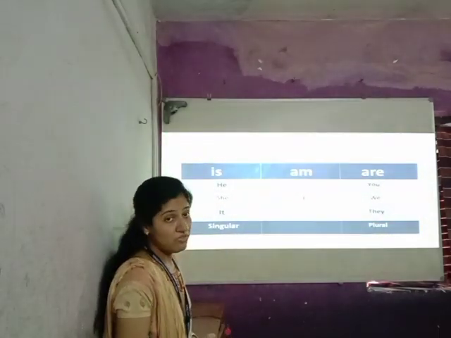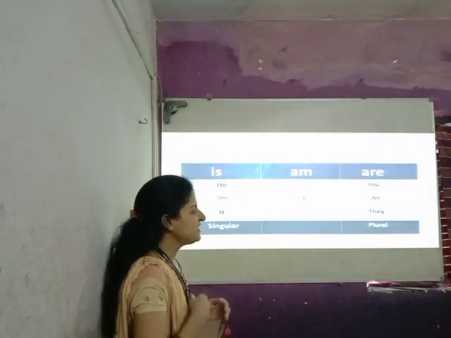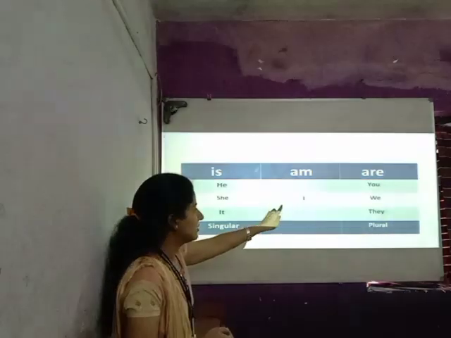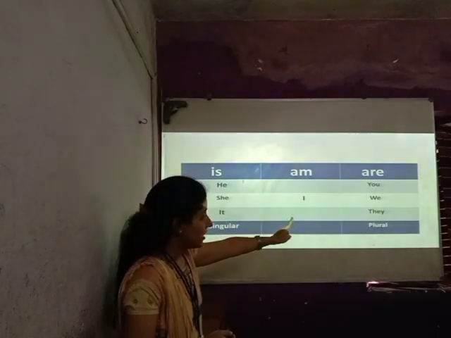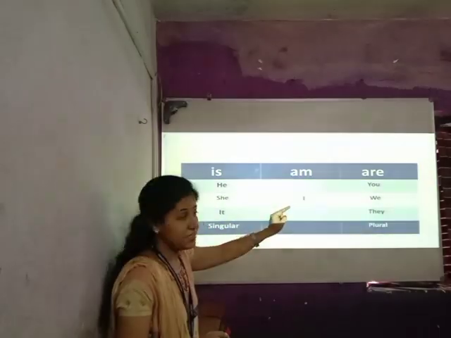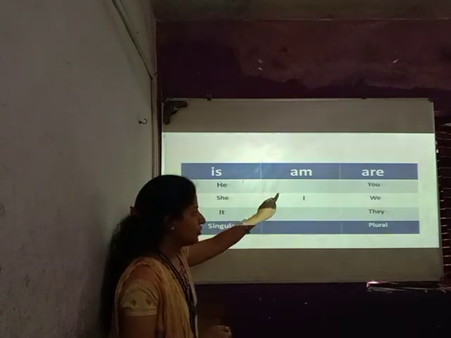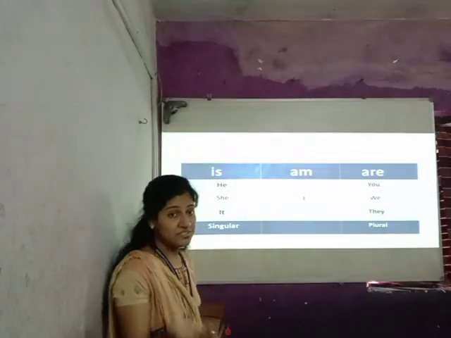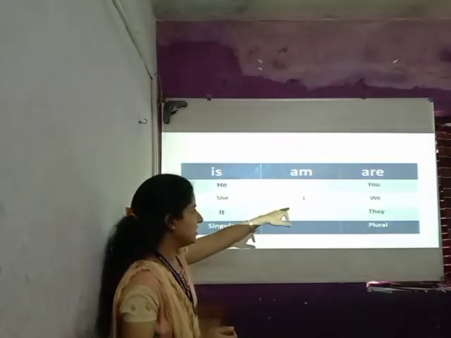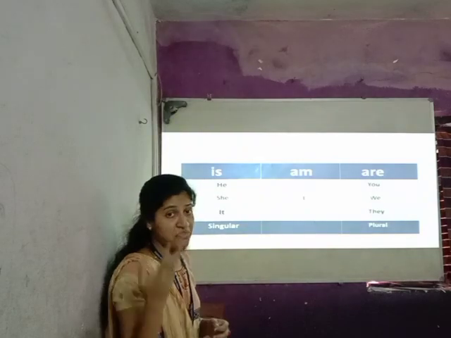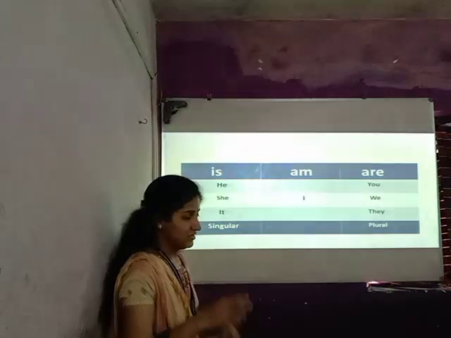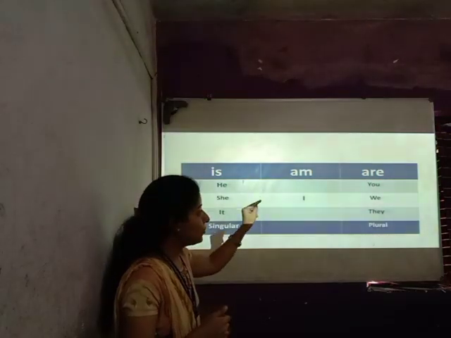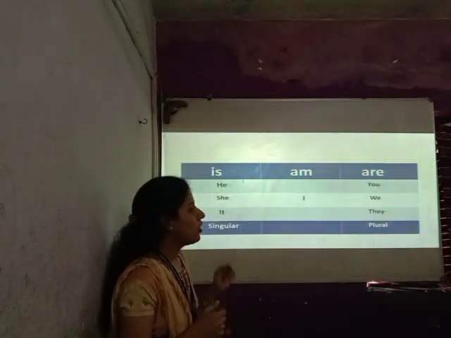Now see in the third column. R is always used with the plural, means more than one in number, and always used with you. Now see, you, we, they. So in this column what have we written? You, we, they. You are my friend. You are a good person. We are going to a party. They are going to the village. So we use are with you, we and they, and it is always in plural.